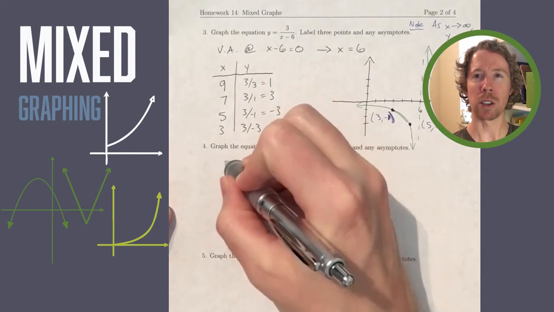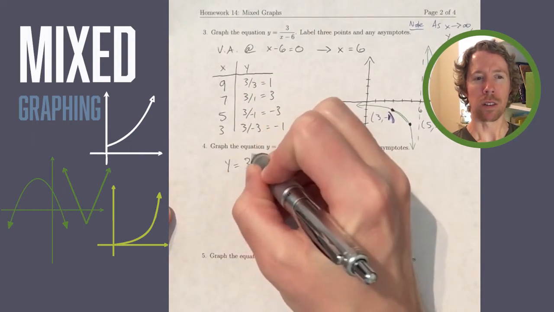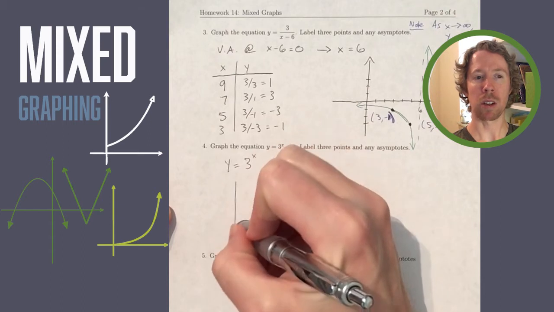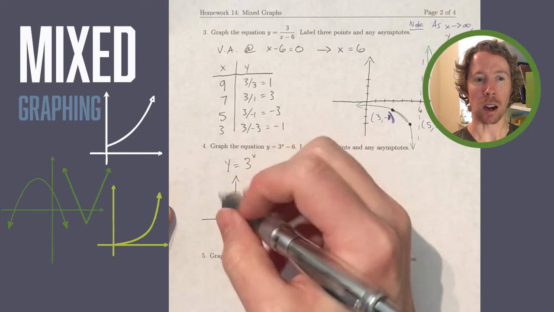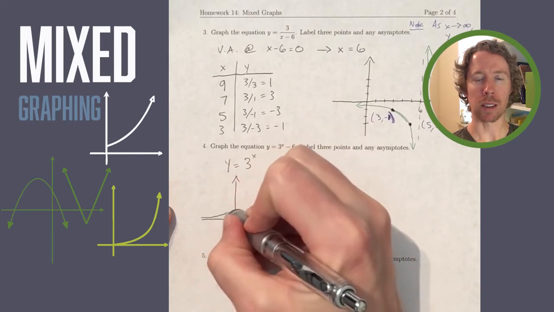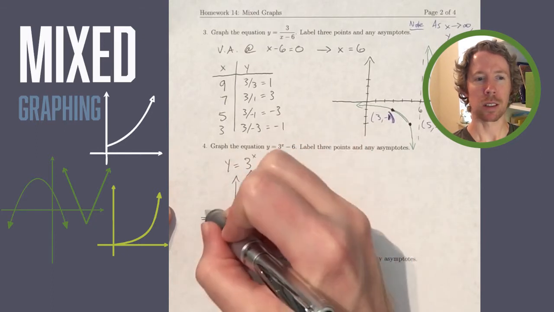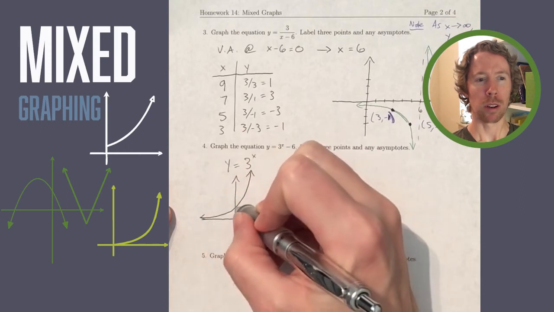When I look at this equation that I need to graph, the first thing that hits me is that this is a pretty simple exponential equation. It looks like all I need to do is graph y equals 3 to the x and then shift that down 6. So that's what I'm going to do.